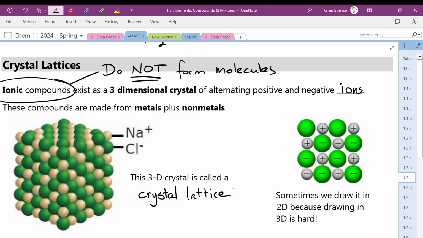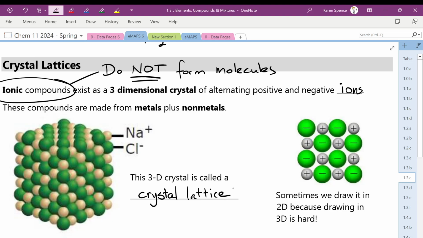If I ever call upon you to draw one in real life, I'm only going to make you draw it in 2 dimensions, because 3 dimensions is just way too hard. If you have difficulty visualizing what that looks like, we have a lovely 3D model right here where it goes sodium, chloride, sodium, chloride, and so on, in 3 dimensions.